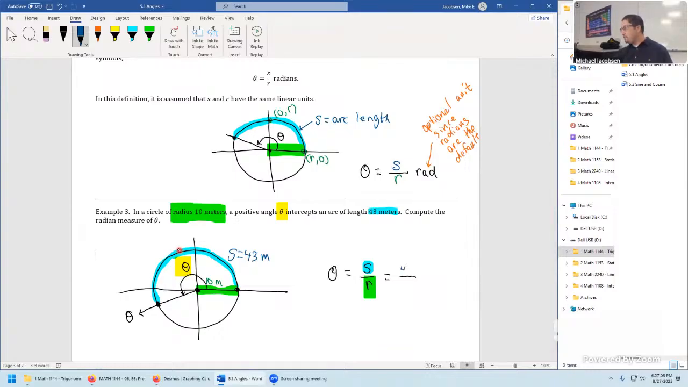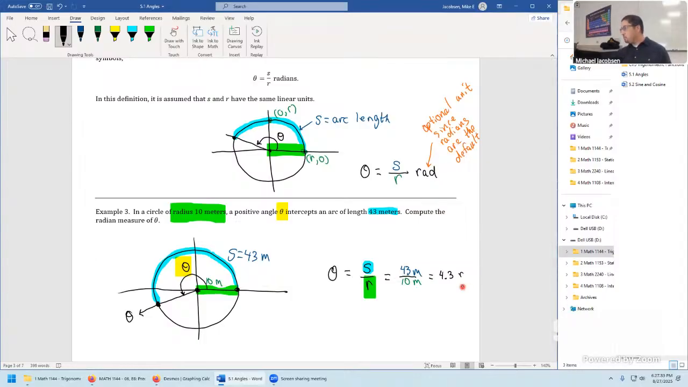So S is going to be 43 meters, carrying the unit in. Radius is 10 meters. That unit carries in as well. But then we have a cancellation of units, and that's natural for radian measurement. The units will always cancel out, and we're left with 4.3. We can say 4.3 rad if we want to be specific.